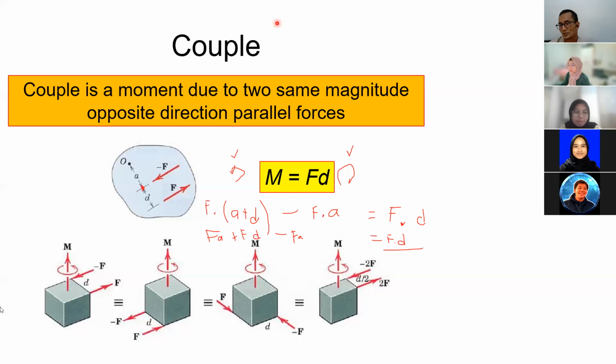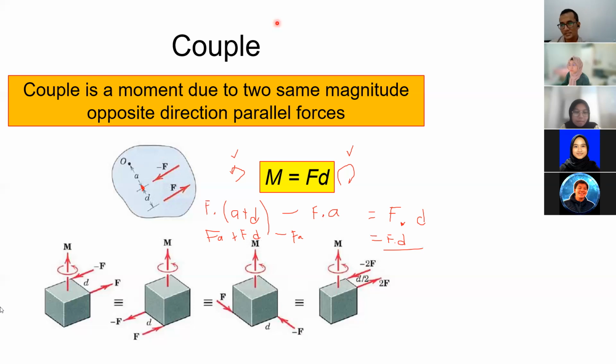What is the moment which is caused by both forces at that particular point? In that case, does it mean that we can just neglect distance A? Oh, yes, of course, you can neglect distance A. And you can calculate one by one the moment due to F and the moment due to minus F.